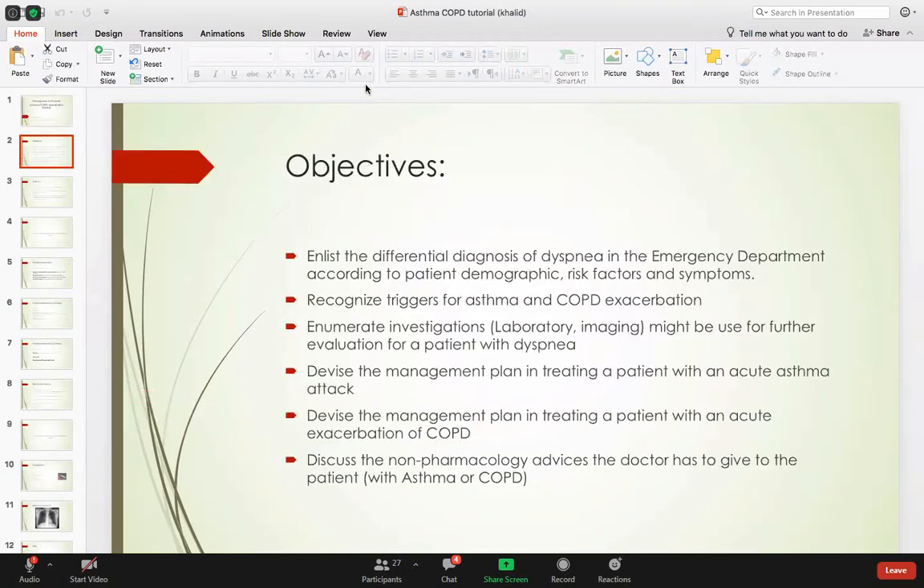Okay, so these are the objectives of today's lecture. Kindly always, when you are reading about a subject, read the objectives around the subject first so you can master it and understand what the course needs from you to know.